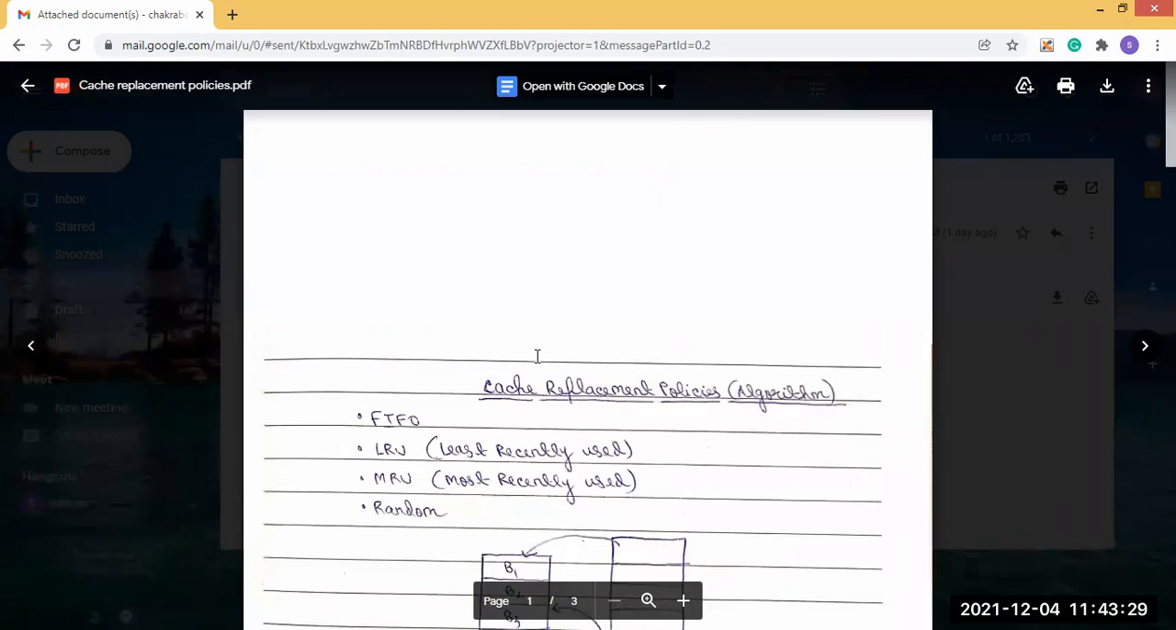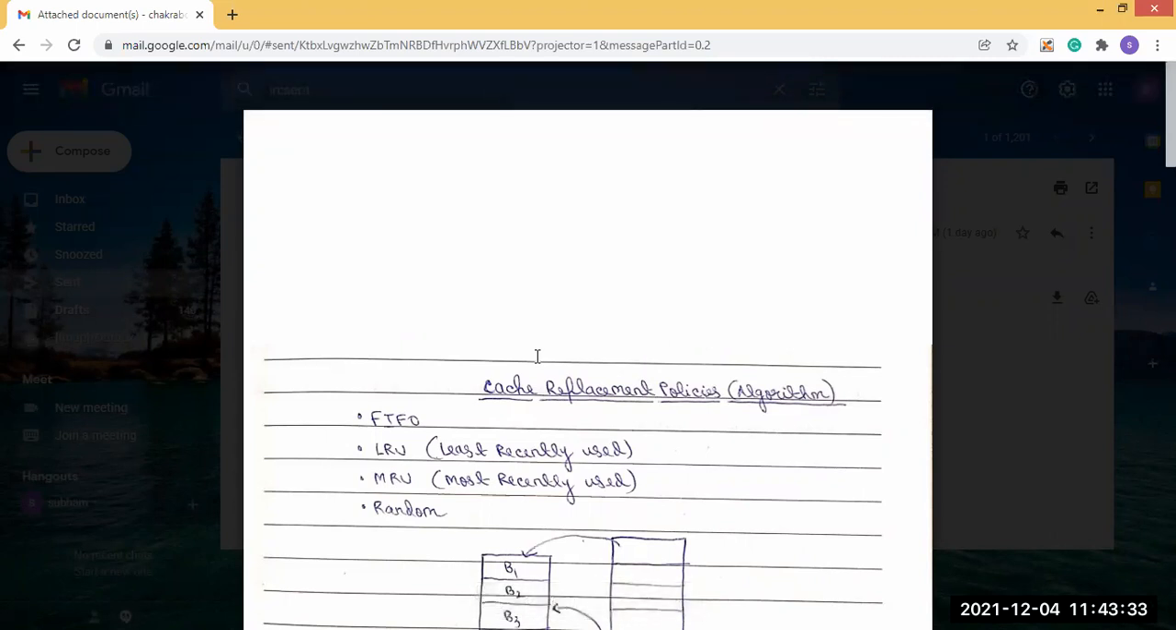Now, the cache replacement policy. We will discuss this in terms of algorithms. There are three types of algorithm present: FIFO, first in first out; LRU, least recently used; and MRU, most recently used.